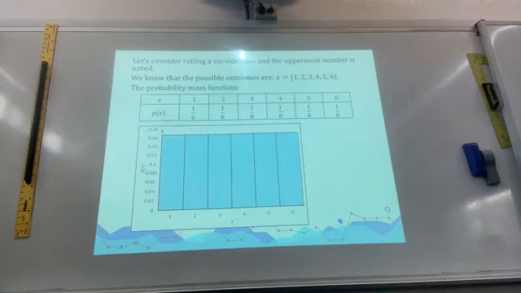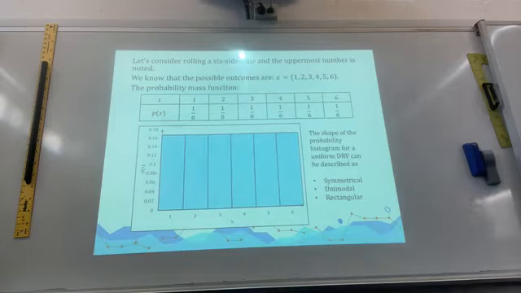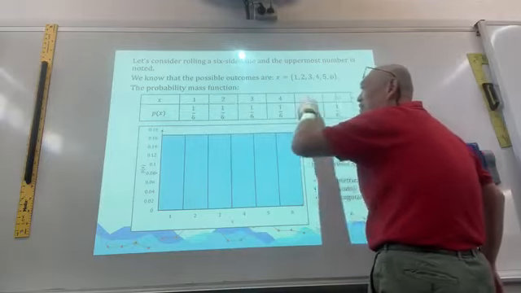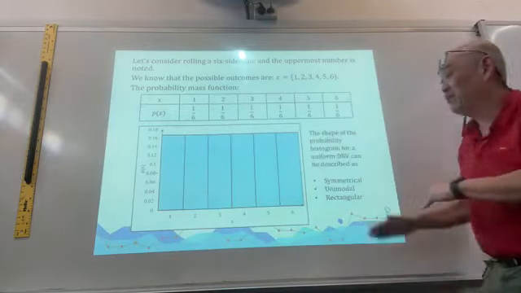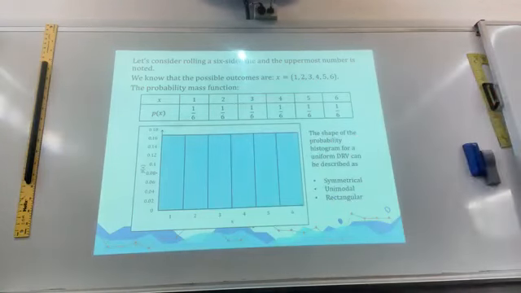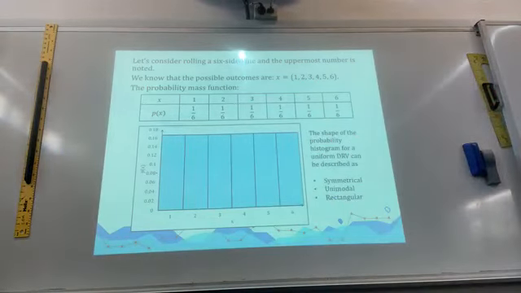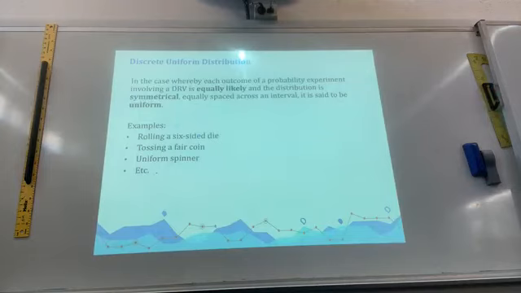Uniform. You can describe it as symmetrical, unimodal, and rectangular. So, what we're going to look at is concentrating on the probability mass function with the probability everything is uniform. And when you draw it, it will be something like this, if you draw the histogram. So there are many situations, such as rolling a fair six-sided die, tossing a fair coin, a uniform spinner, and so on and so forth.